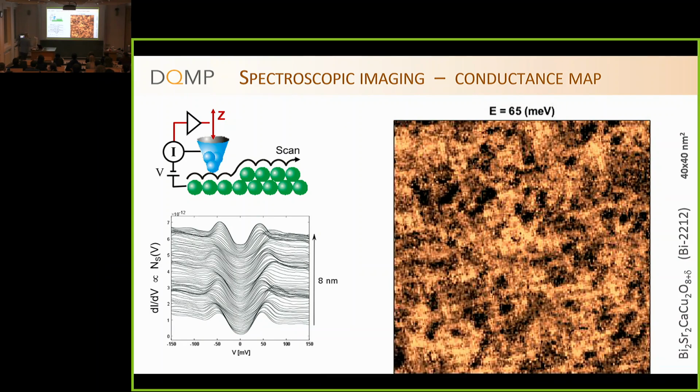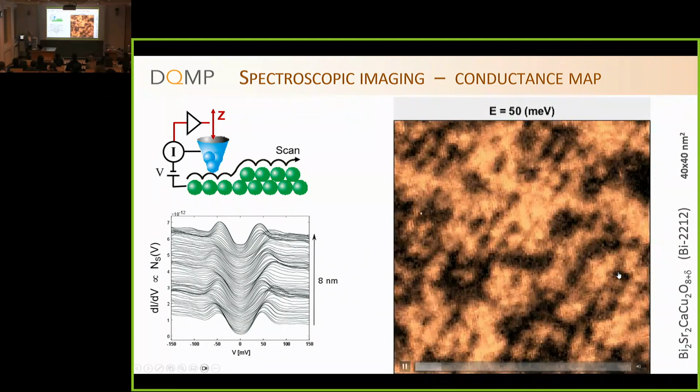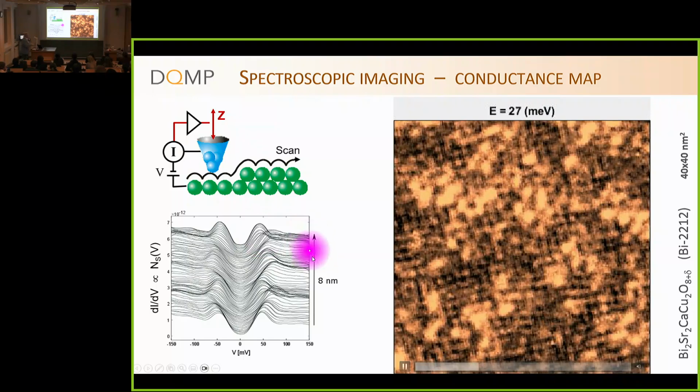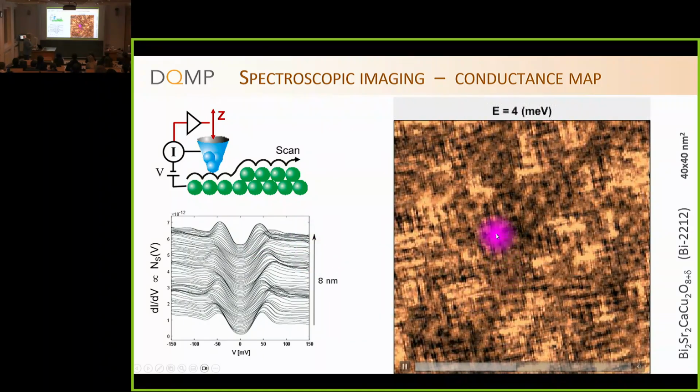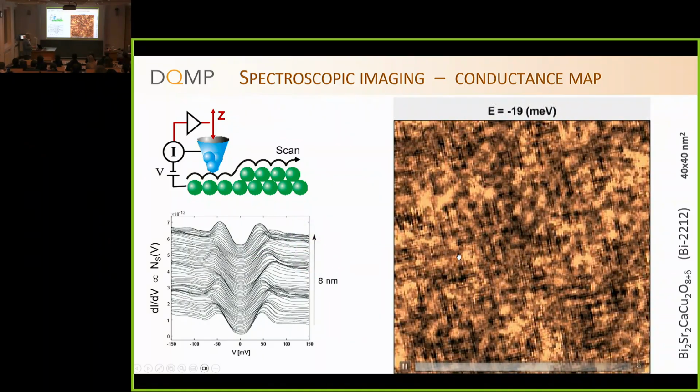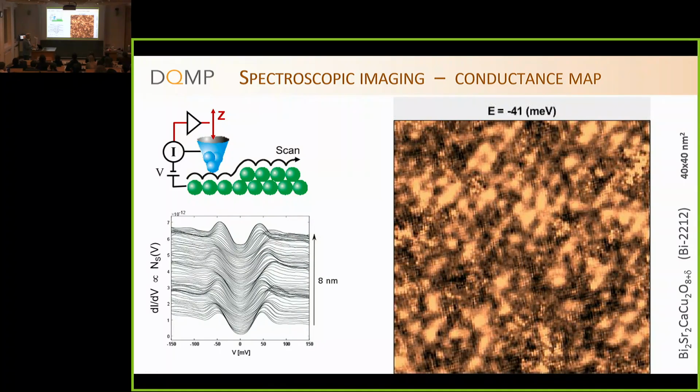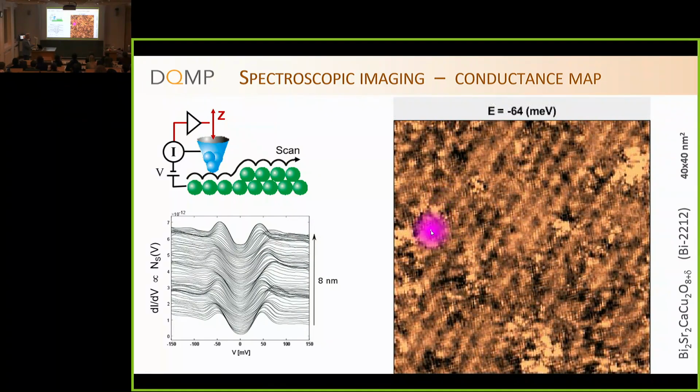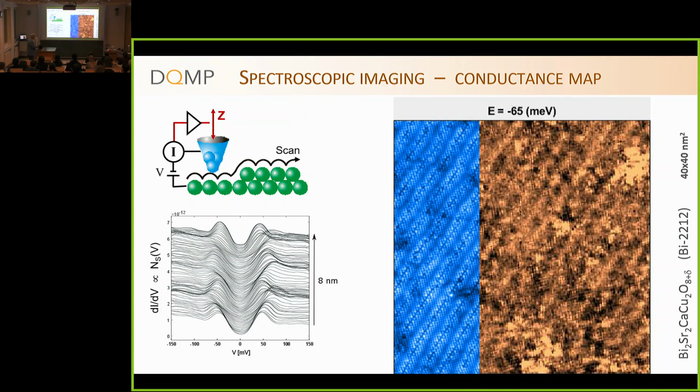And if you notice, if I play it once more, you can see that at certain energies you will have certain features up here. It's pretty boring, but suddenly you have periodic structures. Then they go away again. And here you pass through the superconducting gap, and now at this higher energy you have another structure like these lines, which are actually related to these lines in the topography. So it's a very, very rich data set that we get.